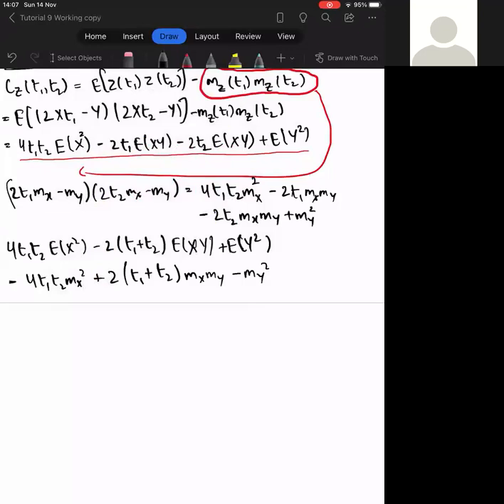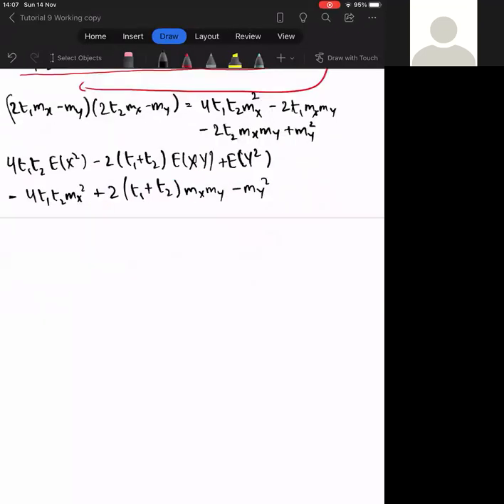What we see here, if we look at the first two terms, that's E of x squared minus mx squared. This is the variance of x. It's the definition of the variance: E of x squared minus E of x whole squared.